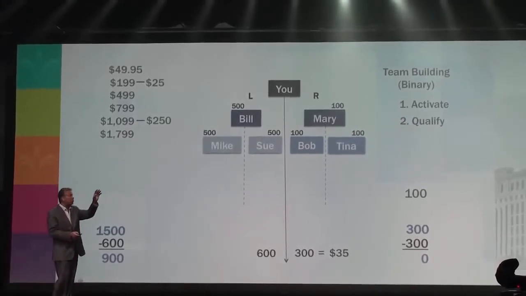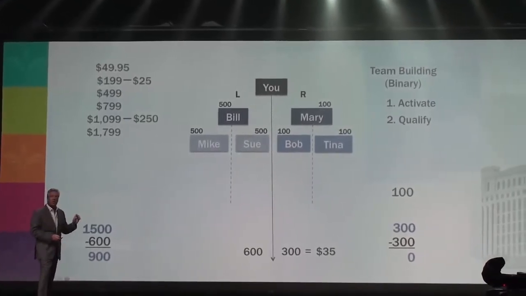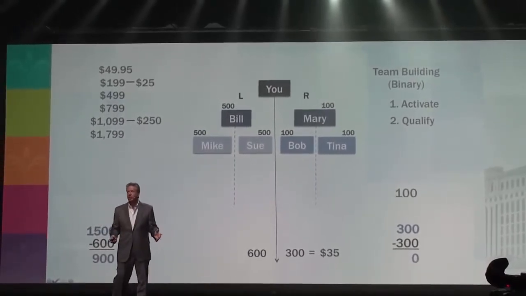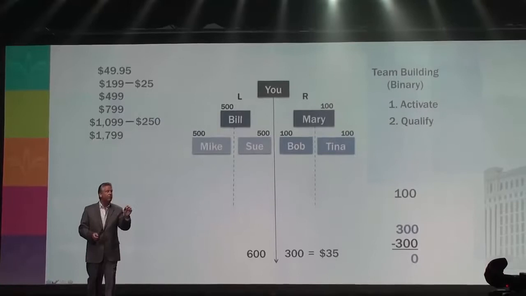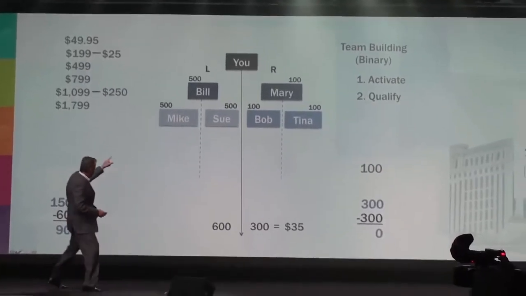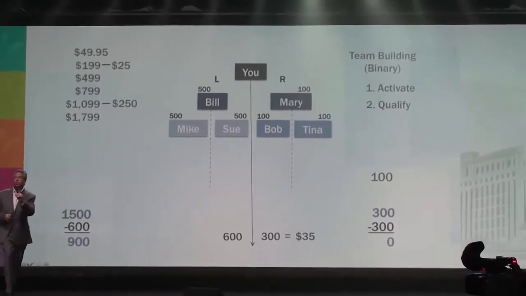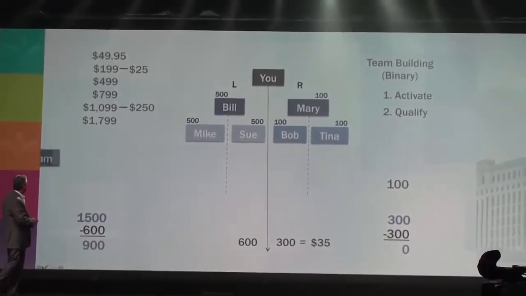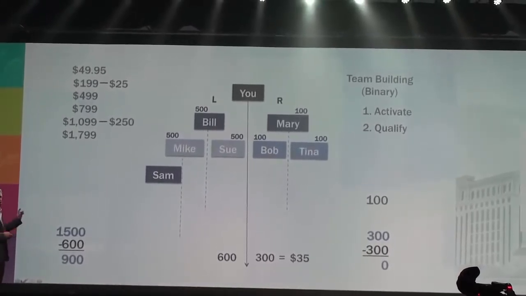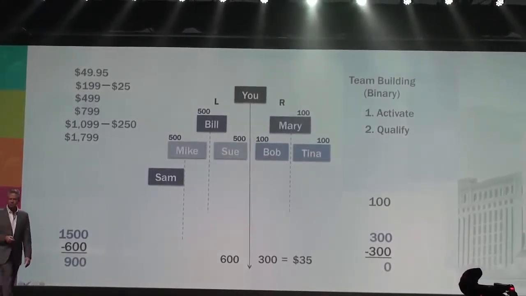So the computer's going to go straight down to where Mike is and try to place him there. Can he go there? Mike owns that position. The computer's going to search out and find the first available open position straight down that line. And that's where Sam's going to go, which is right there. Okay? And that happens to fall on Mike's left team.